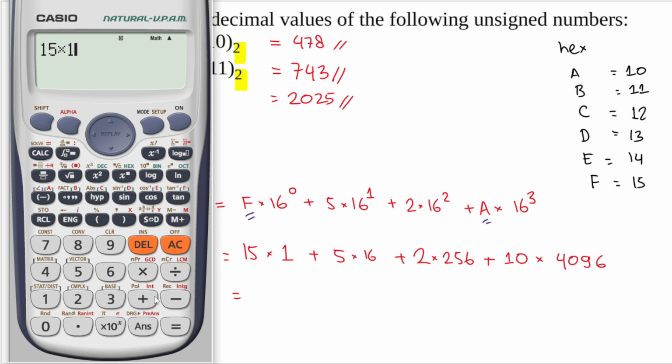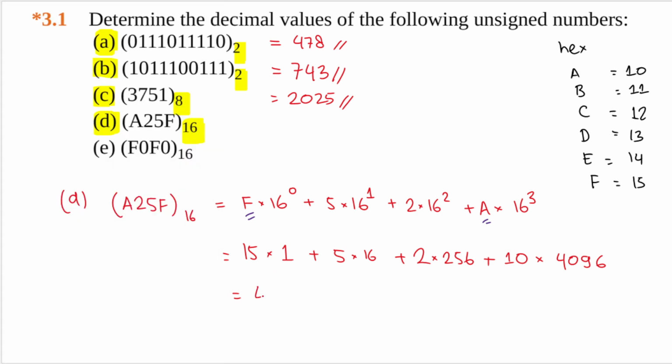15 multiplied by 1 plus 5 times 16 plus 2 multiplied by 256, then plus 10 multiplied by 4096. Good, I will have 41567. So this is the answer for problem D. Good. And now let's solve the last one, which is problem E. We have F0 in base 16.